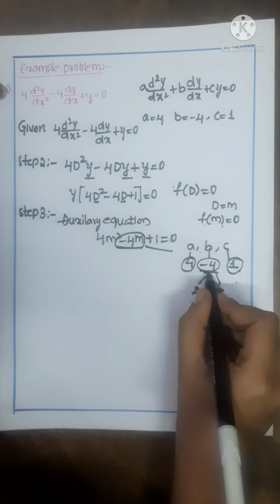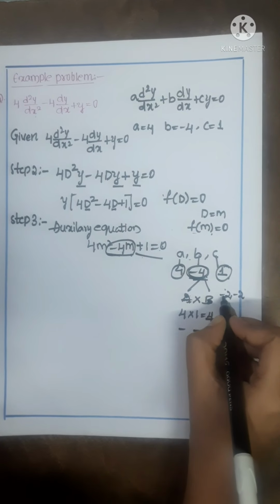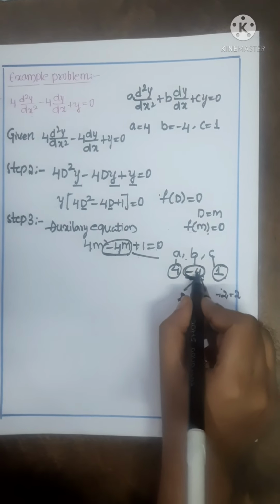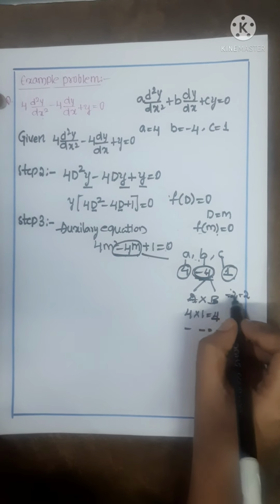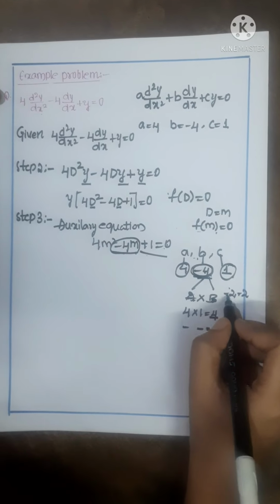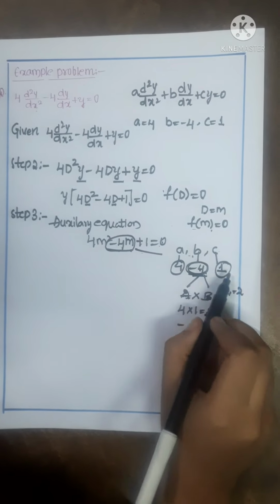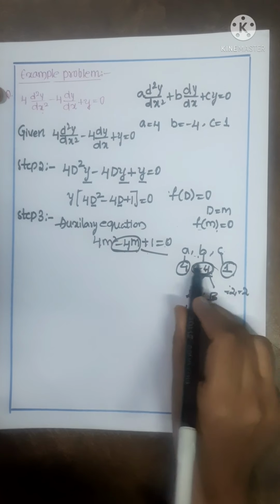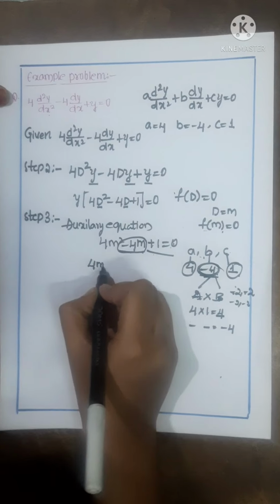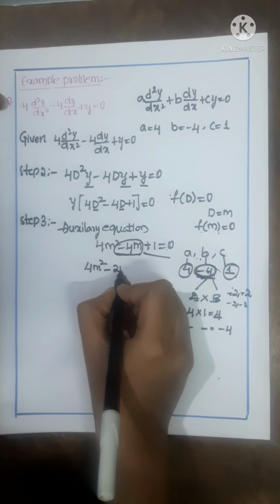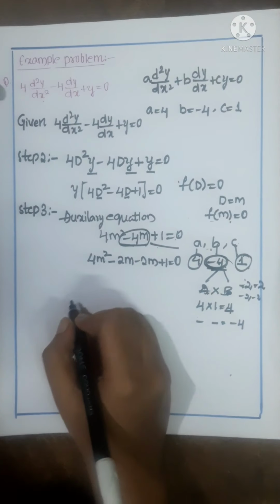So we can see here minus 4 can be split into minus 2 and minus 2. Minus 2 plus minus 2 is minus 4, which is equal to b, and when we multiply these two numbers, minus 2 into minus 2, minus into minus is plus, so 2 into 2 is 4, which is equal to a into c. So we can split the minus 4 into minus 2 and minus 2. So we can write here 4 m square minus 2m minus 2m plus 1 is equal to 0.